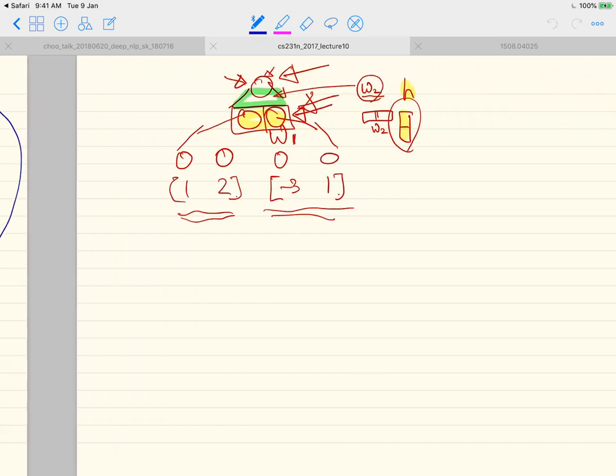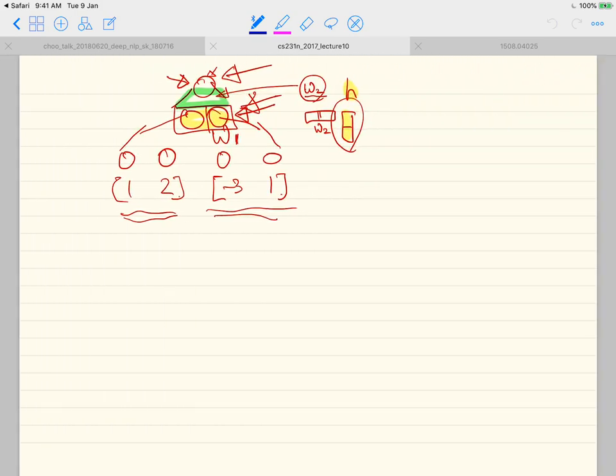Okay, and then let's simplify the situation. We are dealing with a two-dimensional vector for both the query and the key. But what if we just use a scalar, a one-dimensional vector, for our query and key vector, and construct this kind of concat-based attention module? This is a query vector, and this is the key vector, right?